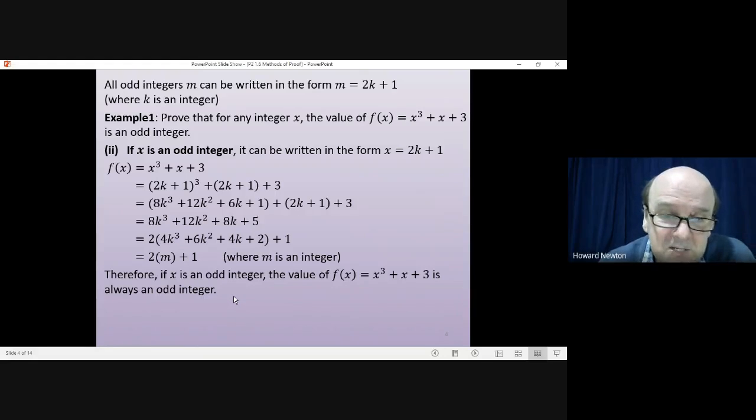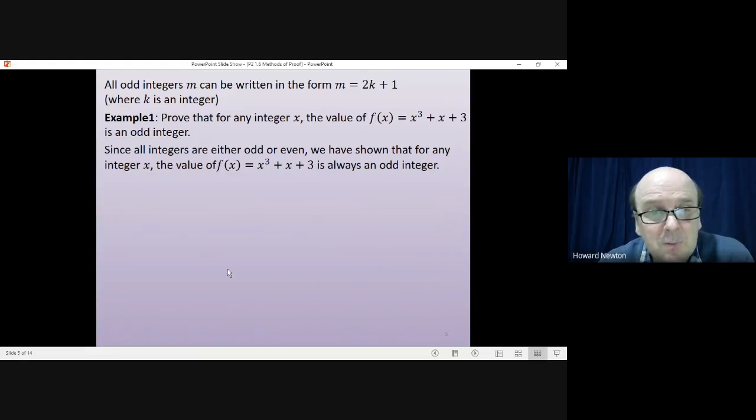Now we just need to finish the question off. And the way we do that is just really by writing a statement which shows that we've done everything we were asked to do. So finally, we'd need to write something like, since all integers are either odd or even, we have shown that for any integer x, the value of f of x equals x cubed plus x plus 3 is always an odd integer.